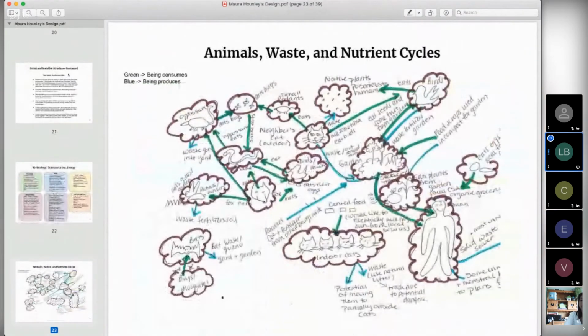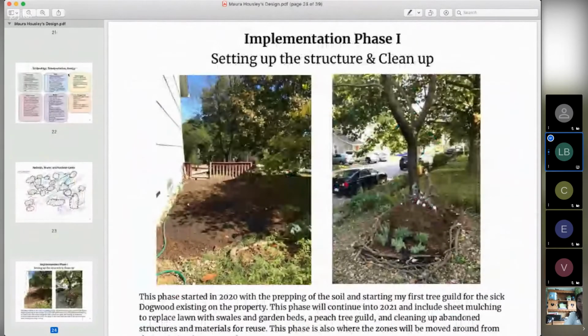You also look at how the different elements of your system are going to be cycling different things like waste and nutrients. And then you do a planned implementation. So you might not implement your whole design all at once. In fact, you almost certainly won't unless you're very wealthy and have lots of help. It's probably going to be a step-by-step process. And usually when you're doing a formal permaculture design, you have different phases of implementation that you think about.